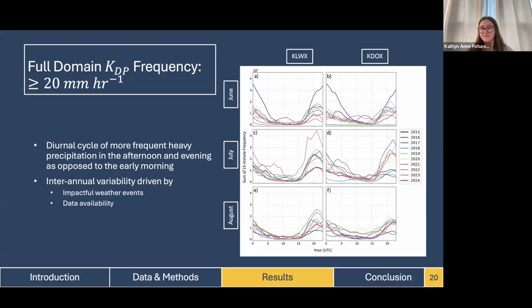And we do see a great deal of interannual variability where some years are much more intense than others. Some years, like this one right here, 2017, are relatively flat, right? Some of this is driven by data availability. There's just a lot of data missing for this year in this month. But it can also be driven by impactful weather events, such as in June here, where we had the remnants of a tropical cyclone. It wasn't tropical cyclone structure, but they still brought a lot of rain to the region.